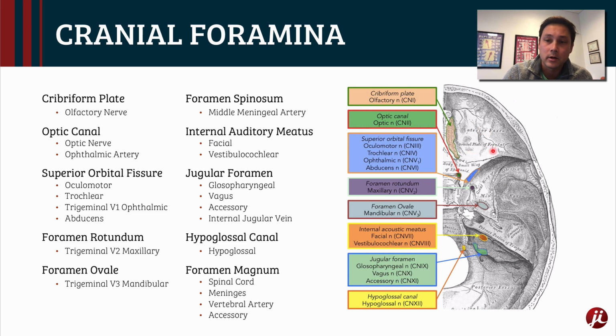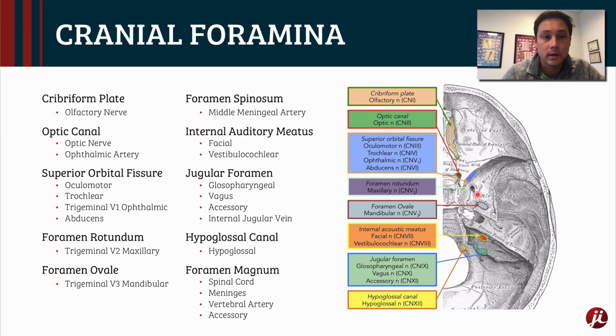So we have the anterior fossa here, the middle fossa here, and the posterior fossa here. This is where we'll run through the fossas anterior to posterior and identify all of the different foramen and the cranial nerves and some of the vascular structures that run through them.